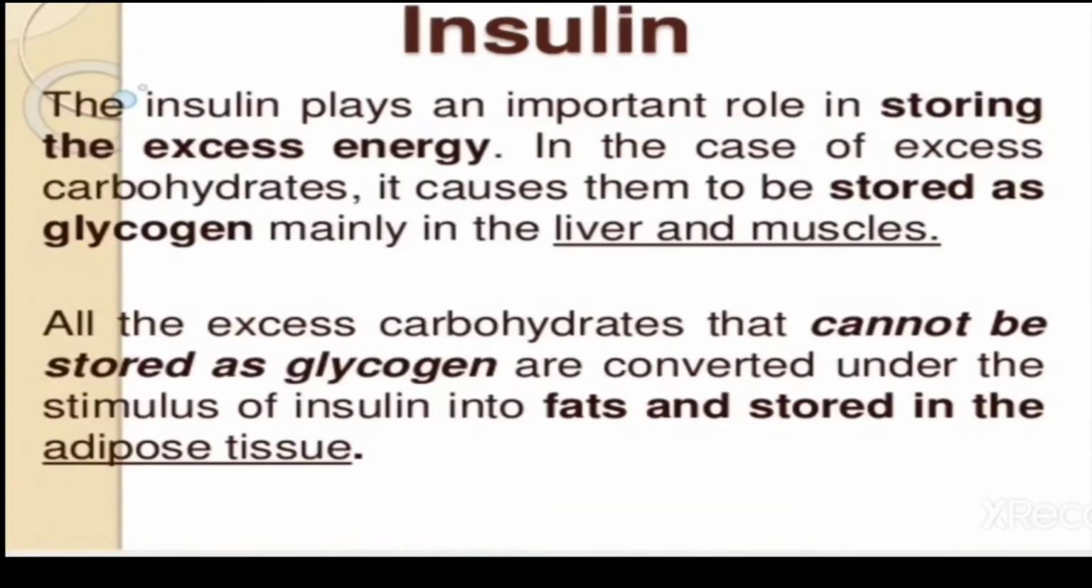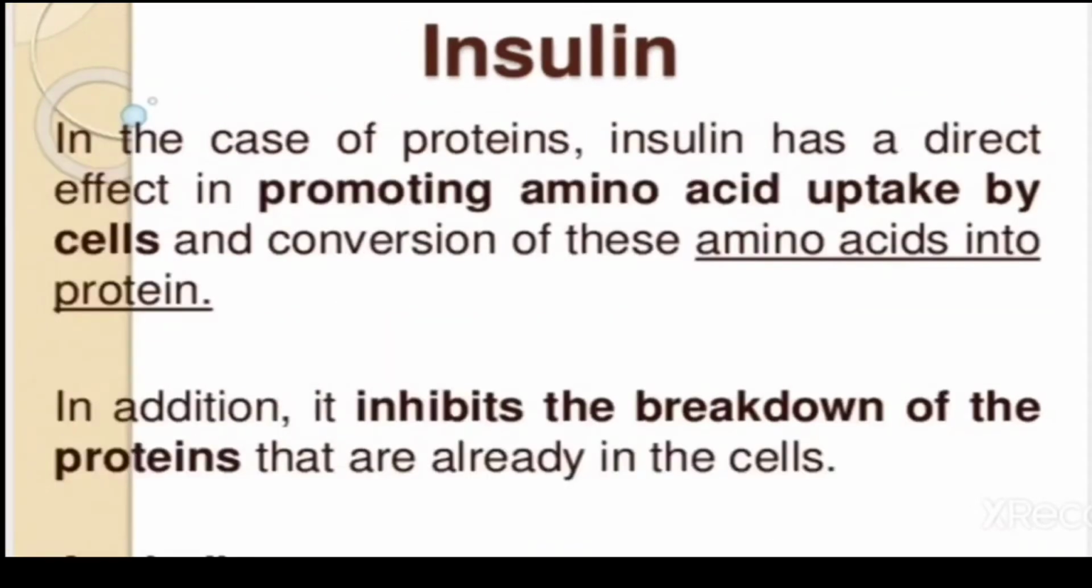Insulin plays an important role in storing excess energy. In case of excess carbohydrate, it causes them to be stored as glycogen, mainly present in the liver and muscles. Carbohydrates that cannot be stored as glycogen are converted under the stimulus of insulin into fats, and stored in the adipose tissues.